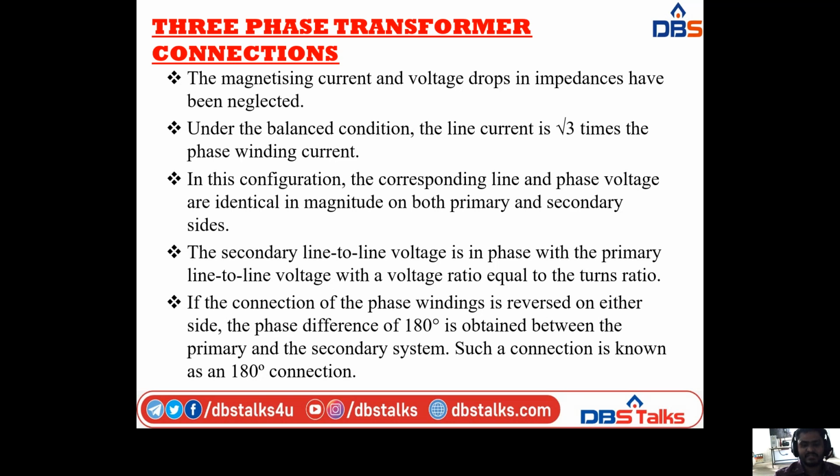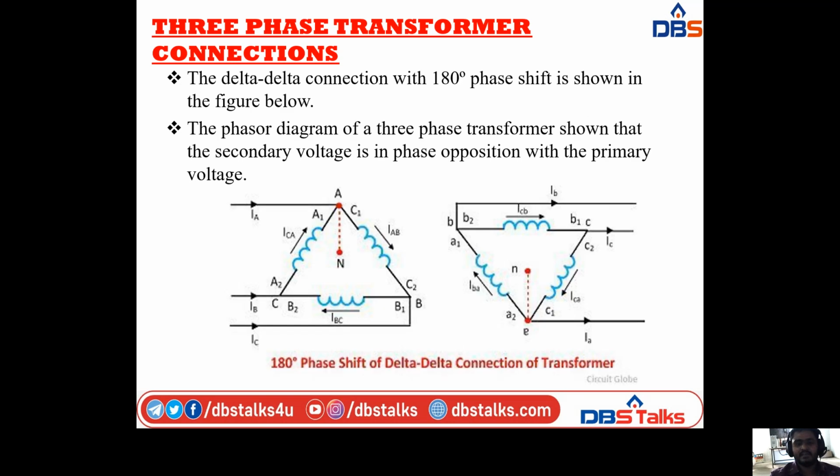If the connection of the phase winding is reversed on either side, a phase difference of 180 degrees is obtained between the primary and secondary systems. Such a connection is known as 180 degree connection. I will show the diagram. This is the 180 degree phase shift of the delta to delta connection of a transformer.